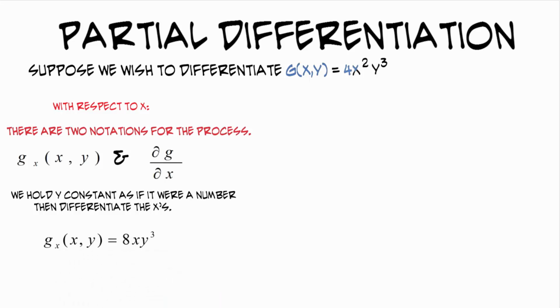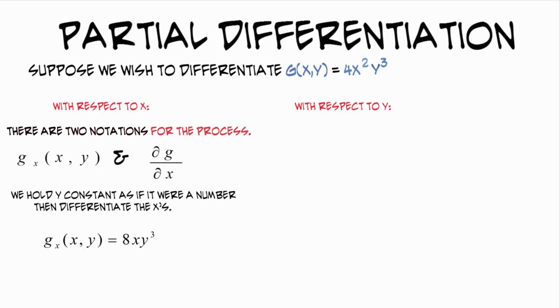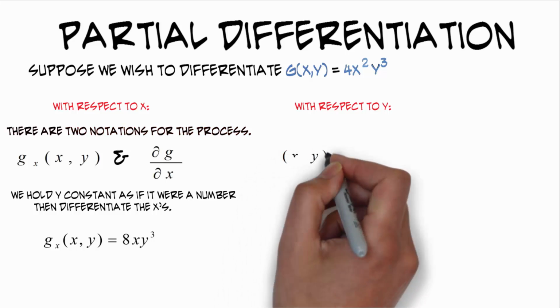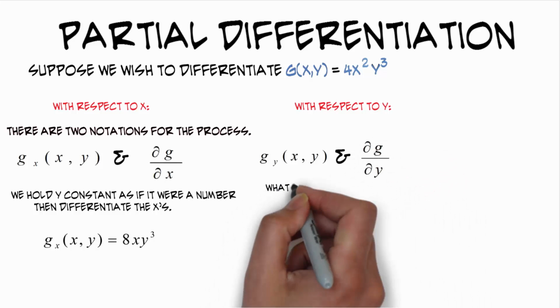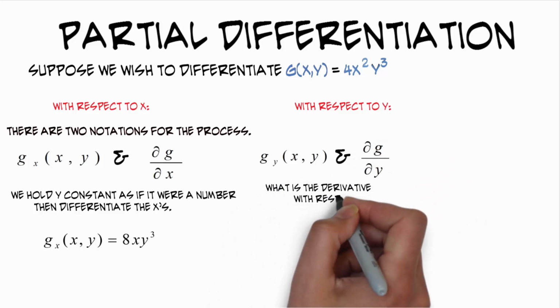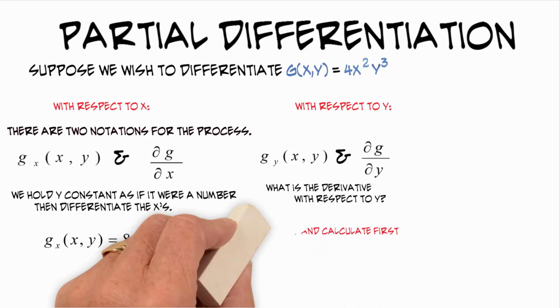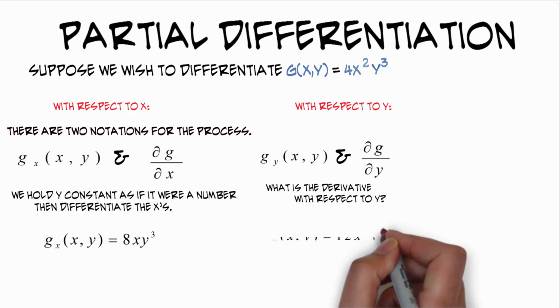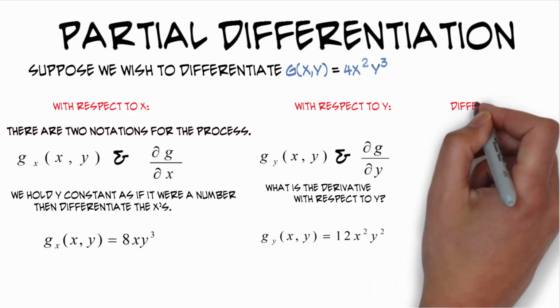Suppose we wish to differentiate g equals 4x squared y cubed with respect to y. There are two notations for this: the partial of g with respect to y. What is the derivative with respect to y? The partial of g with respect to y is 12x squared y squared.